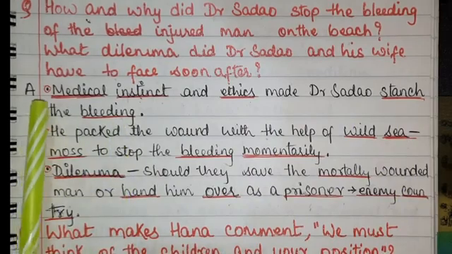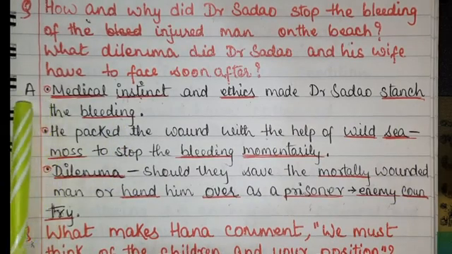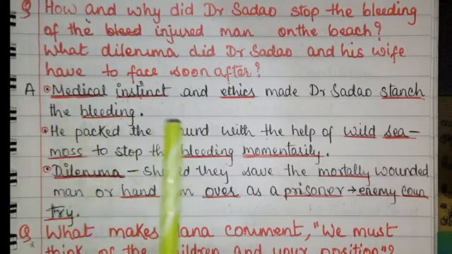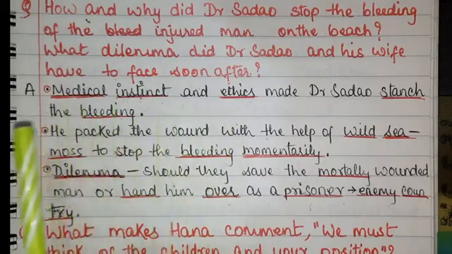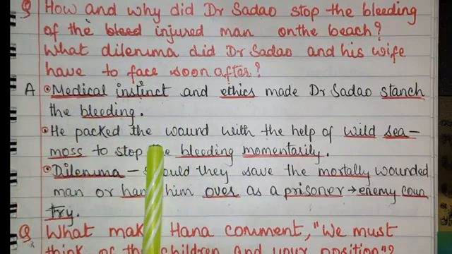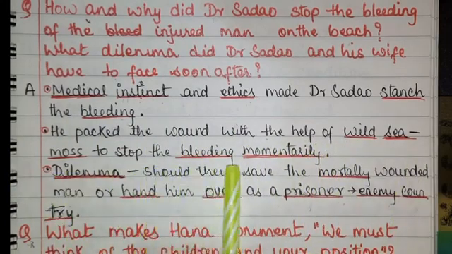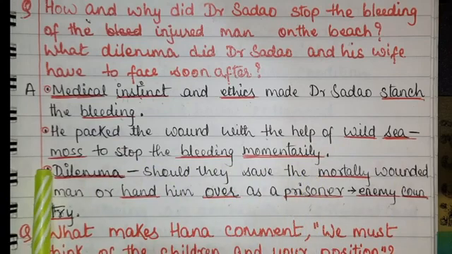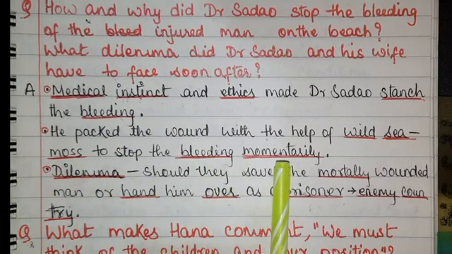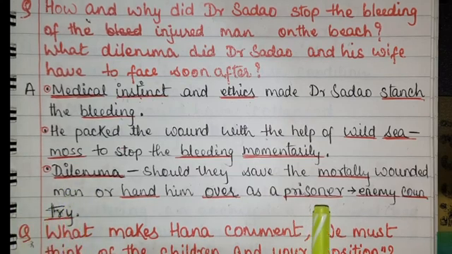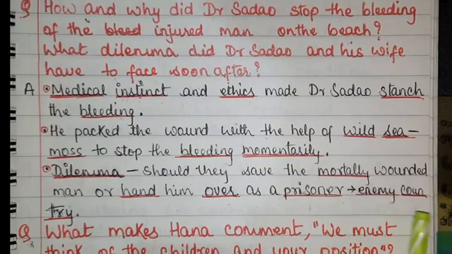He didn't want to see at first who he was, whether he was from America, Korea or somewhere else. The first thing was that he was a patient in front of him whom he had to treat, and that is what he did, being a doctor. He packed the wound with wild sea moss to stop the bleeding momentarily. Whatever he found at that time, grass and other things, he used to stop the bleeding for the time being. After that, he had a dilemma because he was a prisoner of war and from an enemy country.